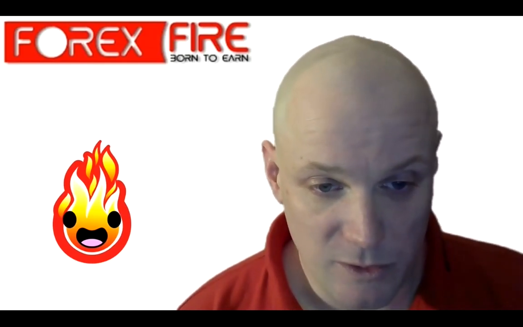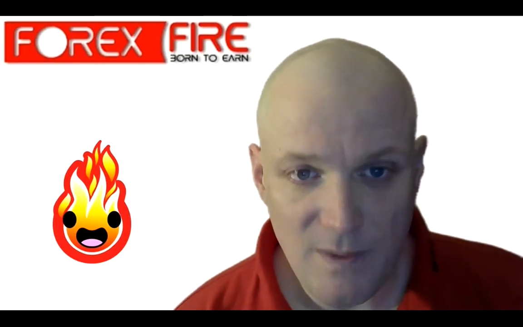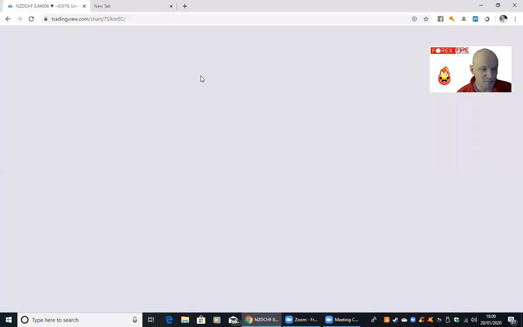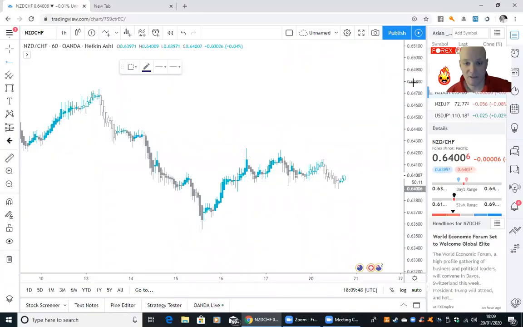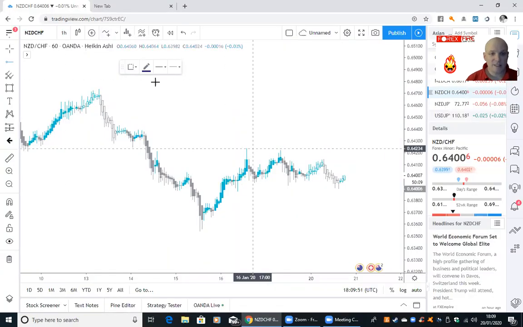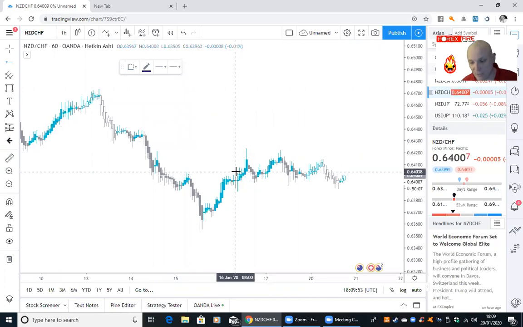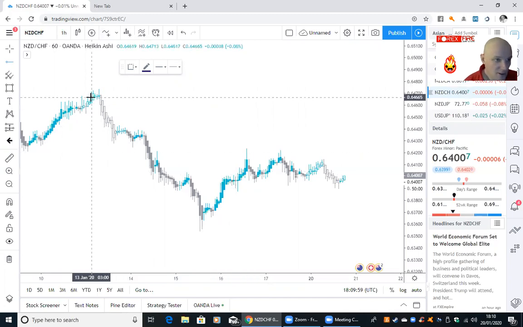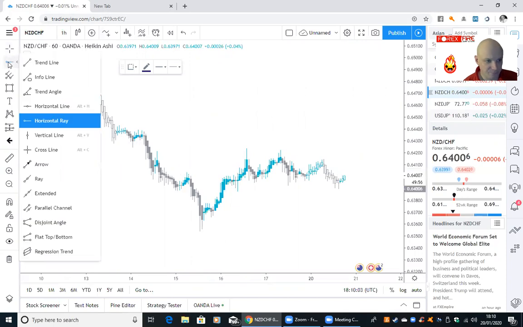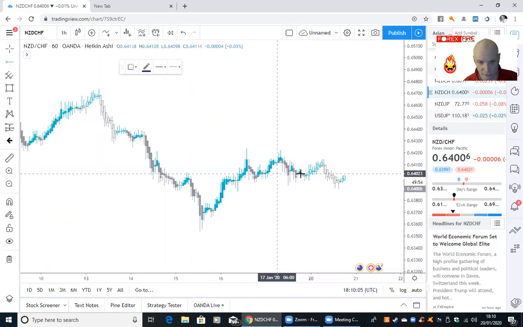So what I'm going to do is just share my screen, and I'm going to do this on a general setup on the NZD Swiss franc. Okay, so this is the naked chart. It is currently the 20th of January and it is 6:10 UK time. Now, we go to the instrument panel on the top left, and we're going to select horizontal ray.